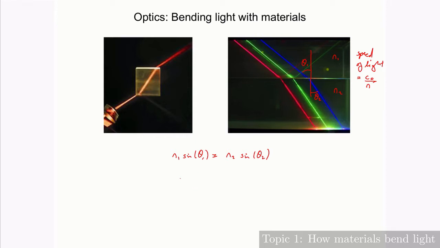So let's rearrange this formula a bit. We can divide both sides by n2, and then on the left we're going to have n1 over n2, and divide both sides by sine theta 1 at the same time. Let's just rearrange the formula so we can see what it's telling us. It tells us the ratio of the refractive indices is related to the ratio of the sines of the angles. Now, just to remind you of what the sine function looks like when you plot it out.